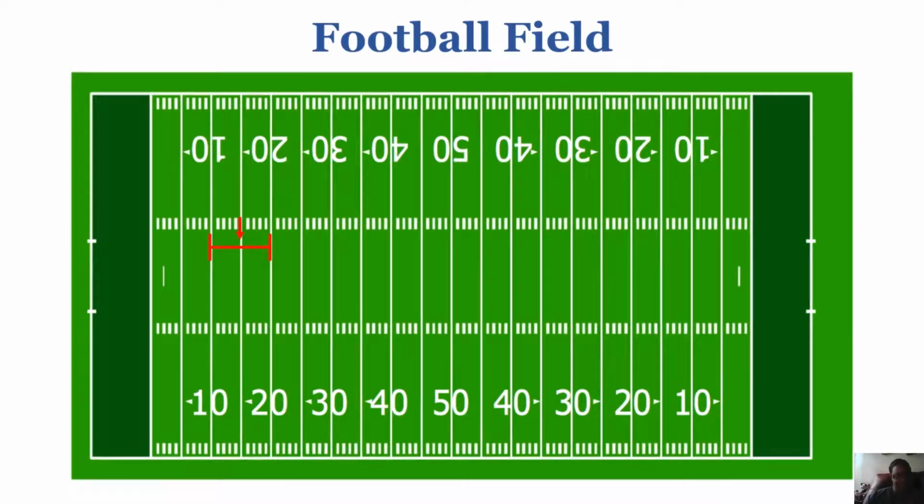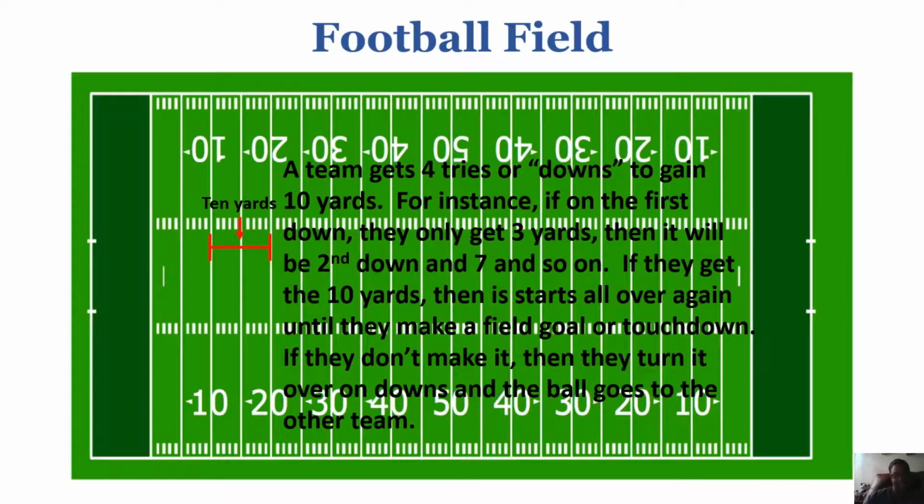Okay, and this is 10 yards. A team gets 4 tries, or downs, to gain 10 yards. So, for instance, if on the first down they only get 3 yards, then it'll be second down and 7, and so on. If they get the 10 yards, then it starts all over again until they make a field goal or touchdown. If they don't make it, then they turn it over on downs and the ball goes to the other team.